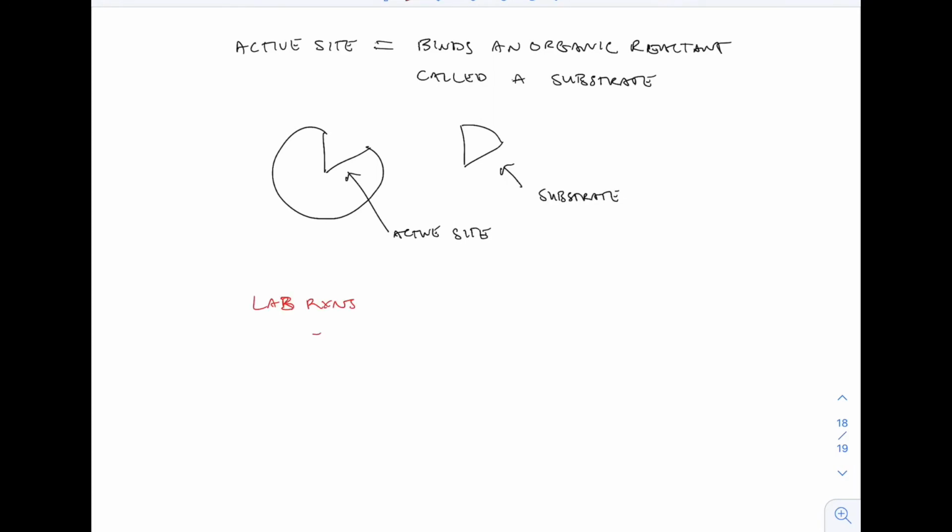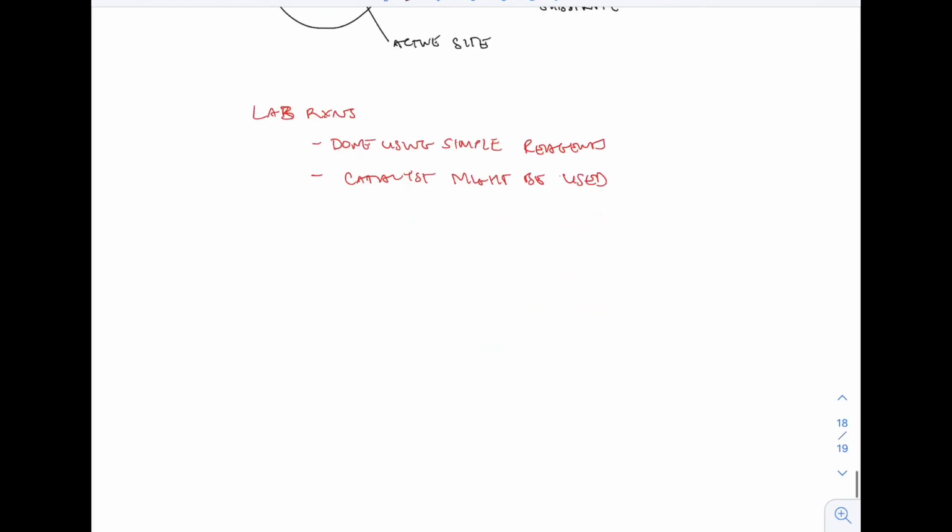And that's why we have to have a particular three-dimensional orientation to bind to our biological enzymes, and that's why stereochemistry is important in chemistry as well, right? So for lab reactions, we do use simple reagents, and then a catalyst might be used, depending on how much we have to heat a reaction. But for biological reactions, these are super complex reagents, or we can call them coenzymes, right?